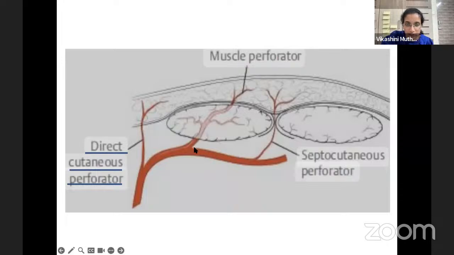This is the other branch which perforates through the muscle, and through the muscle it pierces the fascia and reaches the skin to supply it. So that's called a muscle perforator. And between these two muscles, you have a septum, which is separating the two compartments. And there is another branch from this vessel piercing through the septum to reach the skin. So this is called a subcutaneous perforator.